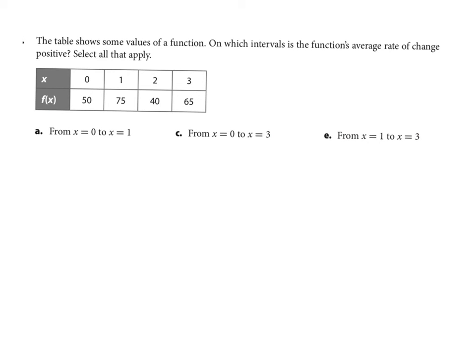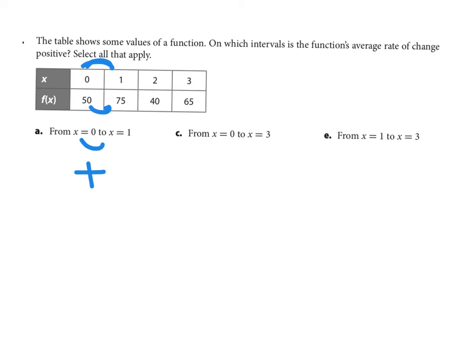Last thing here. Directions say the table below shows some values of a function. On which intervals is the function's rate of change positive? Select all that apply. So the first one says between 0 and 1. So I'm going to look between 0 and 1. That's here to here. 0 to 1, look what happens with the y. It goes up. It goes from 50 to 75. So that would be a positive. It definitely is a positive rate of change.